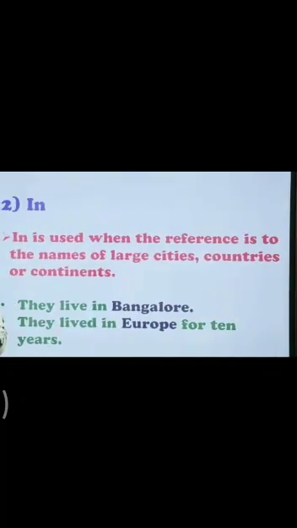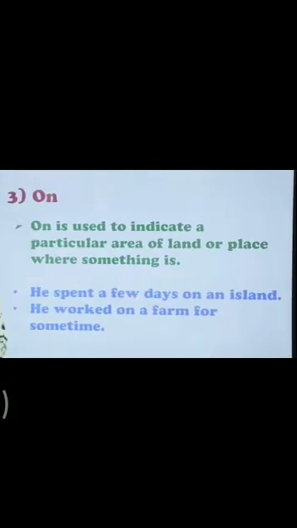Then we have in. In is used when the reference is to the names of large cities, countries or continents. In the first example, they live in Bangalore. In is used here as a preposition because it refers to large cities. They lived in Europe for 10 years. So, in this sentence, in is used here as a preposition.